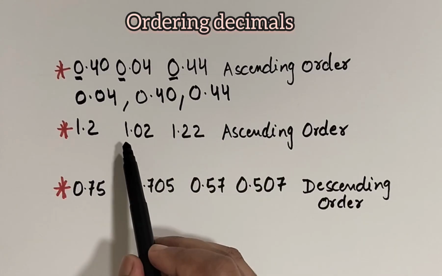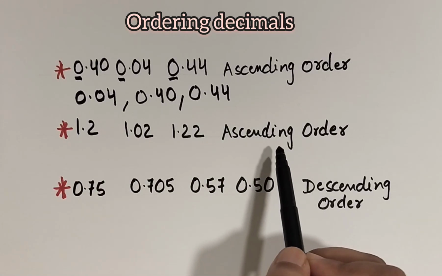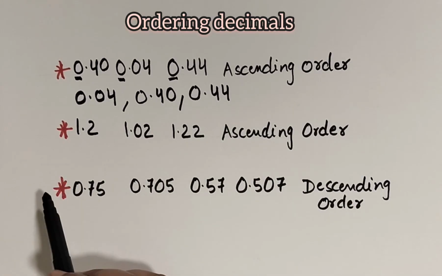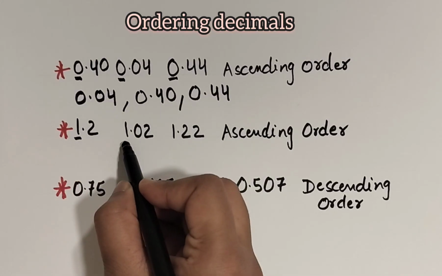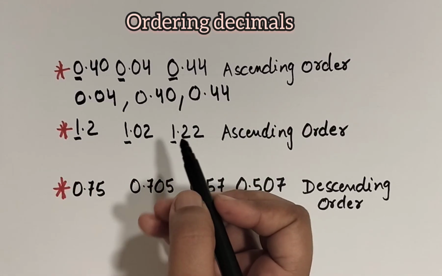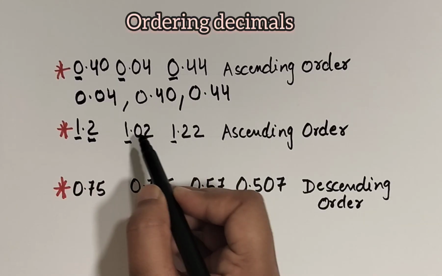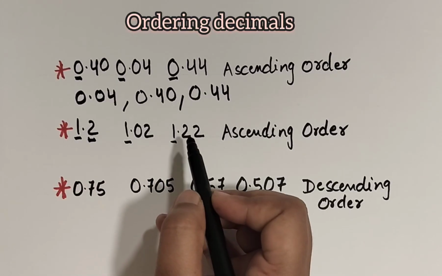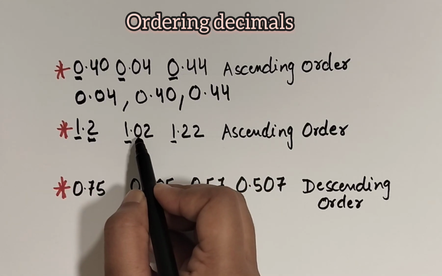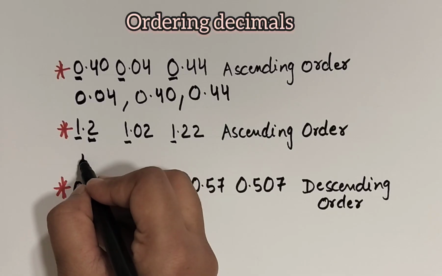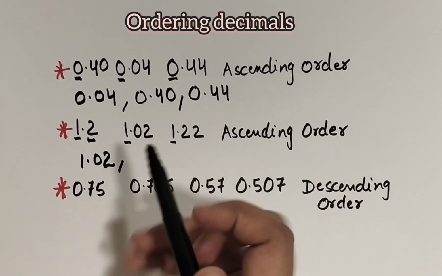Now we have 1.2, 1.02, 1.22, and we need to do it in ascending order. So again we will compare. Here we have 1, 1 and 1. They all are the same, so we cannot do anything about that. Now we have 2, 0 and 2. You can see that 0 is smaller than 2, so we will choose that number and we will write that number in the first place. So 1.02.